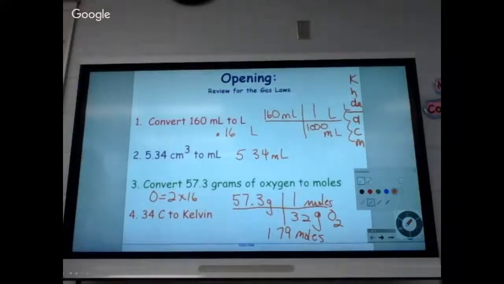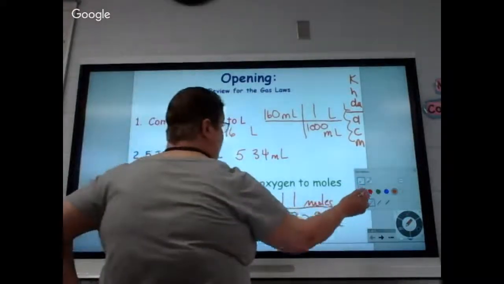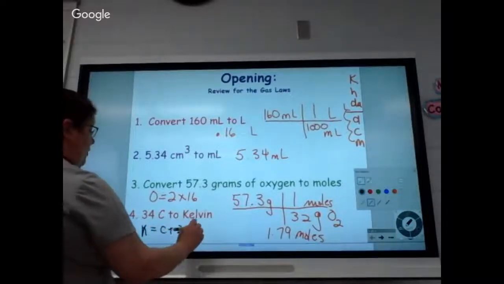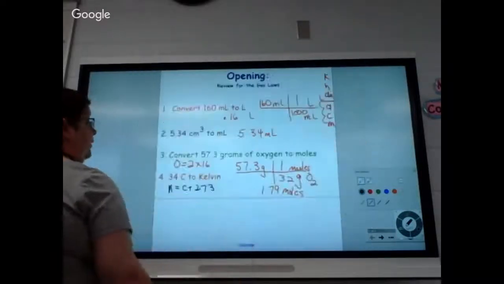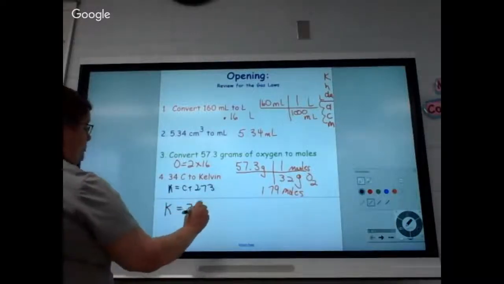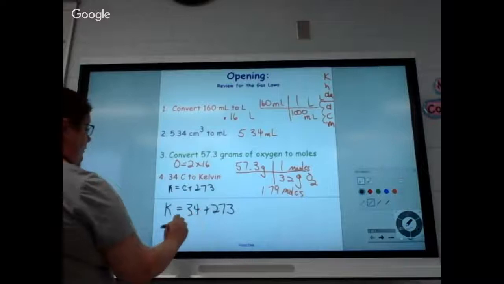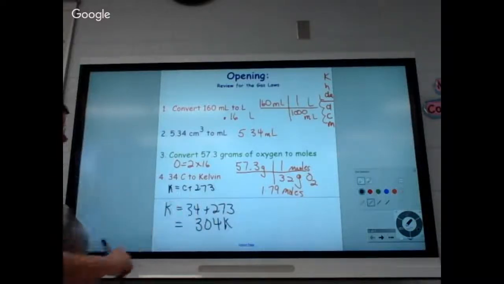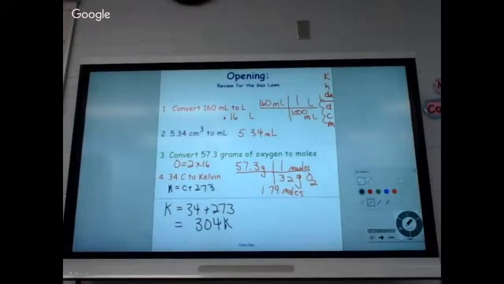Okay. And Kelvin to Celsius, what's our formula? K equals C plus 273. And if you've forgotten it, where can you find it? On your blue chart. So K equals 34 plus 273, and you get 304. And then K at the end. Remember, you've got to put a unit on it. The first K that says K equals is just the variable. You've got to write the K at the end.